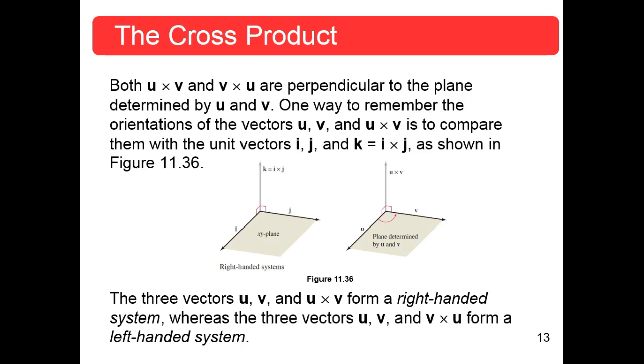One way to remember the orientation of the vectors U, V, and U cross V is to compare them with the unit vectors I, J, and K.